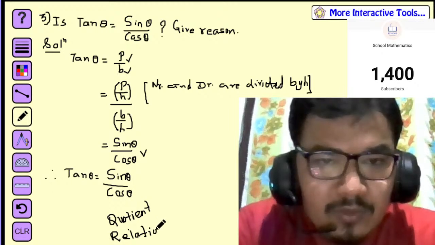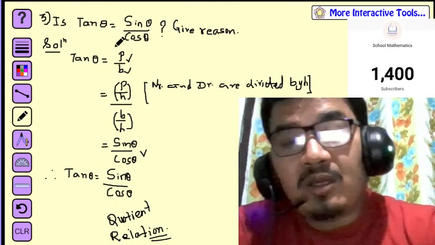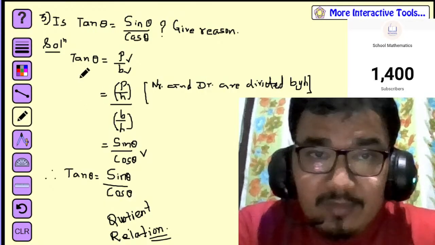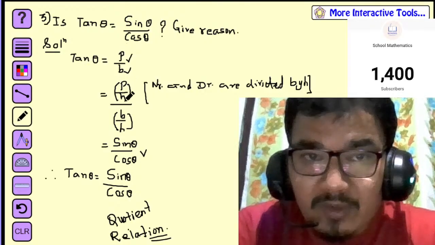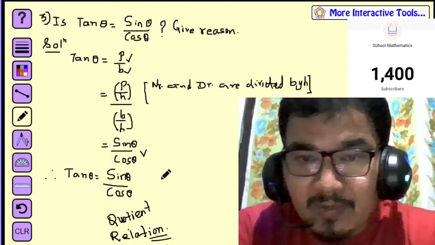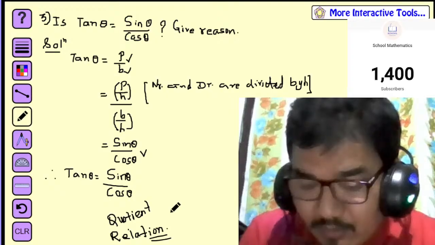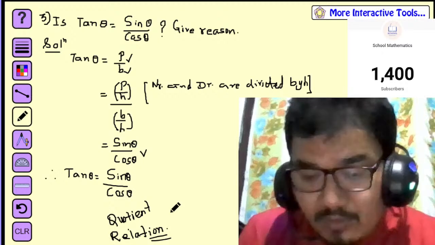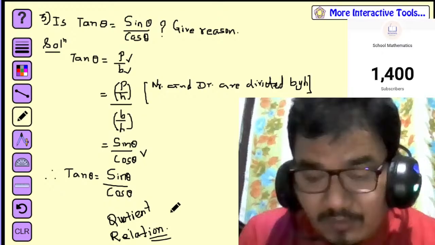This is known as the quotient relation of the trigonometric function. I hope you are clear about it. We have to take care that perpendicular is divided by h and base is divided by h, and we find the quotient relation. I hope you understood.